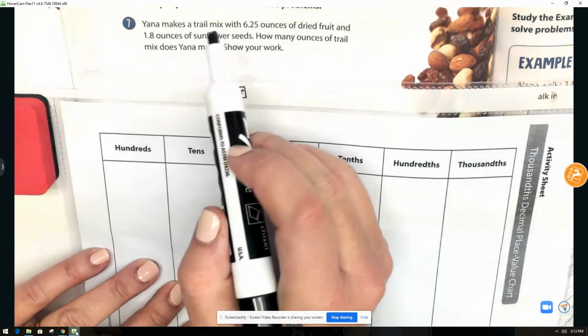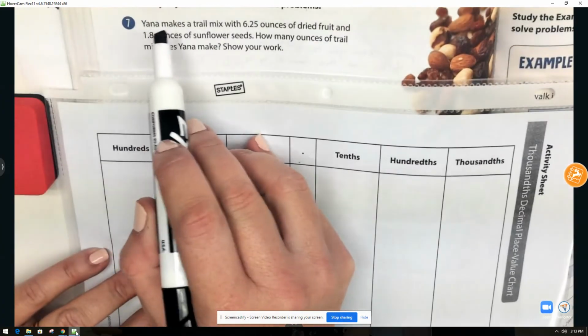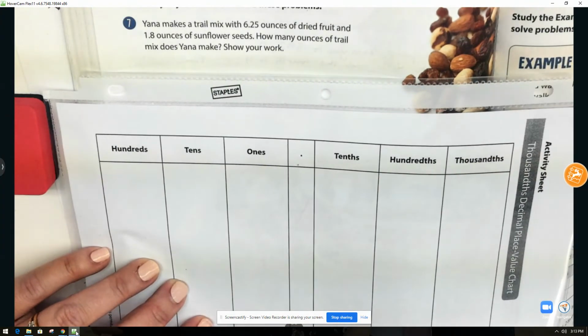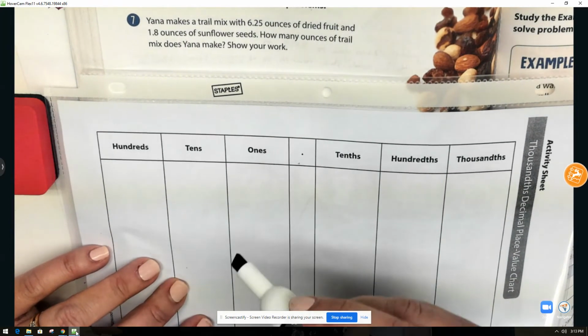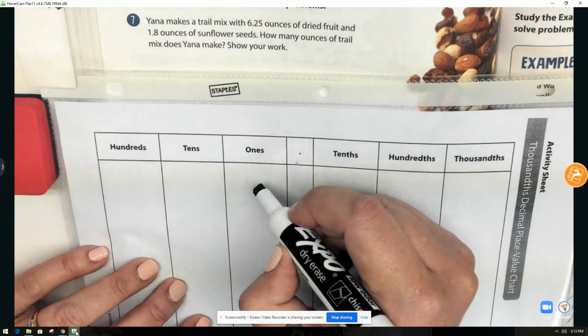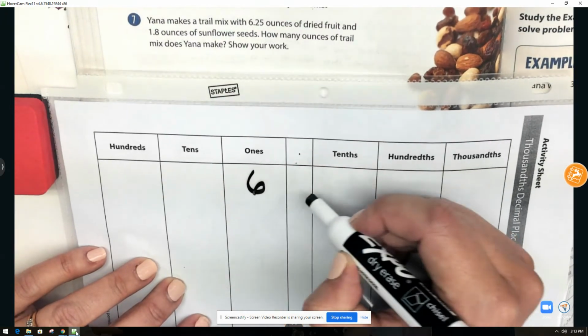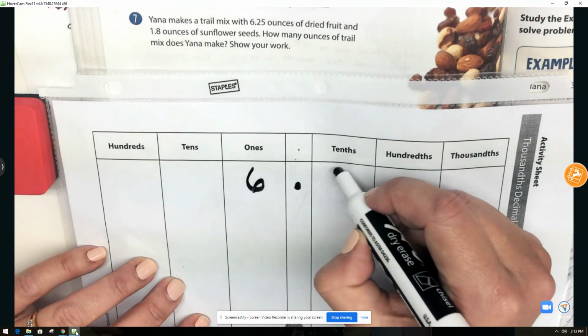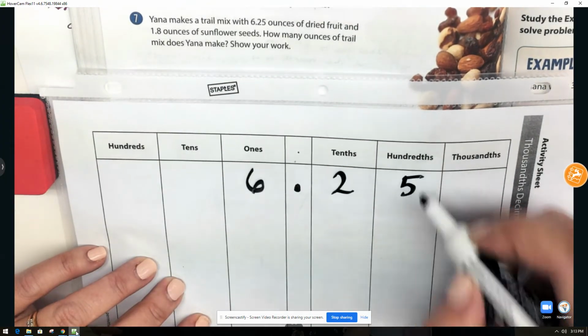So I'm going to go ahead and start. This says Yana makes trail mix with 6.25 ounces of dried fruit and 1 8/10 ounces of sunflower seeds. How many ounces of trail mix does Yana make? First I'm going to start with my 6.25. I know that my 6 is in my ones place. I need to put my decimal, and then I have 2/10 and 5/100.